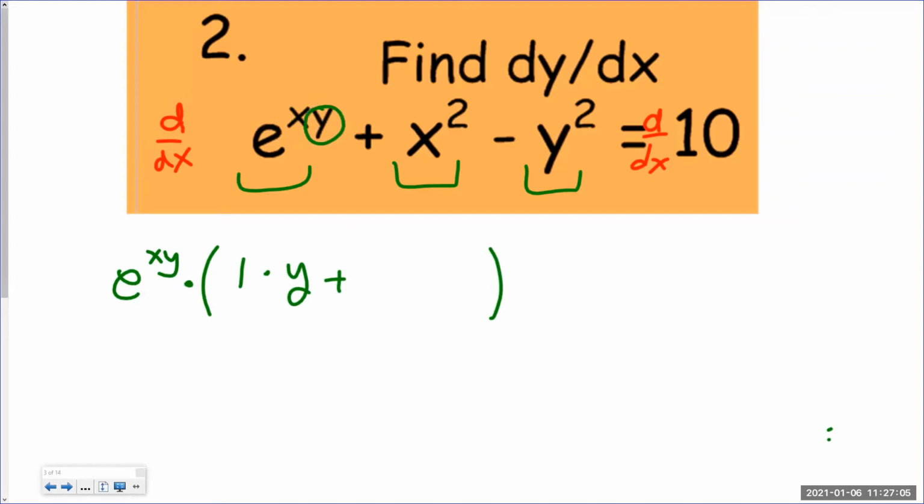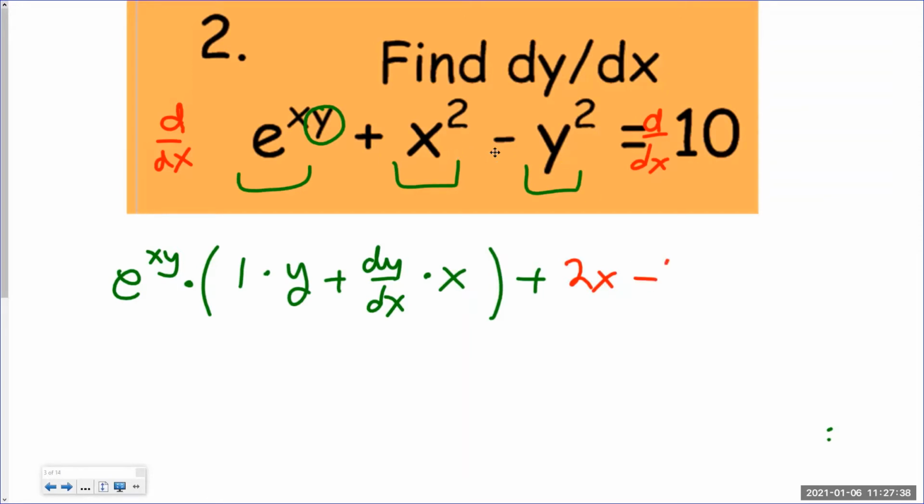What's the derivative of y? 1. But do you need a dy dx? Yes, because it has a y in it. So it's 1 times dy dx. I'm just going to put dy dx, so there's not too much clogging up here. So derivative of the first times the second plus derivative of the second times the what? First. All right. So this is the derivative of this first term. What's the derivative of x squared? 2x. What's the derivative of negative 2y?